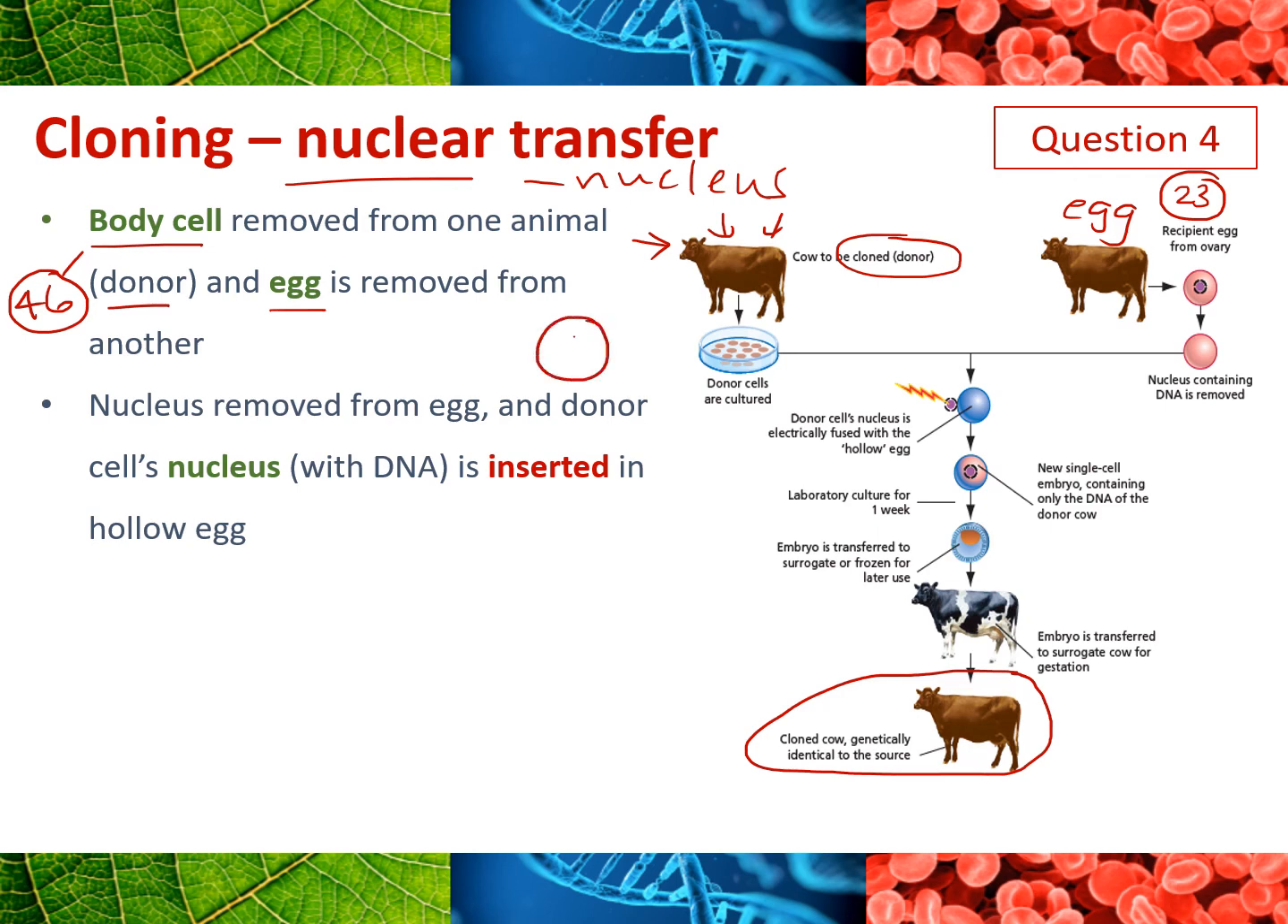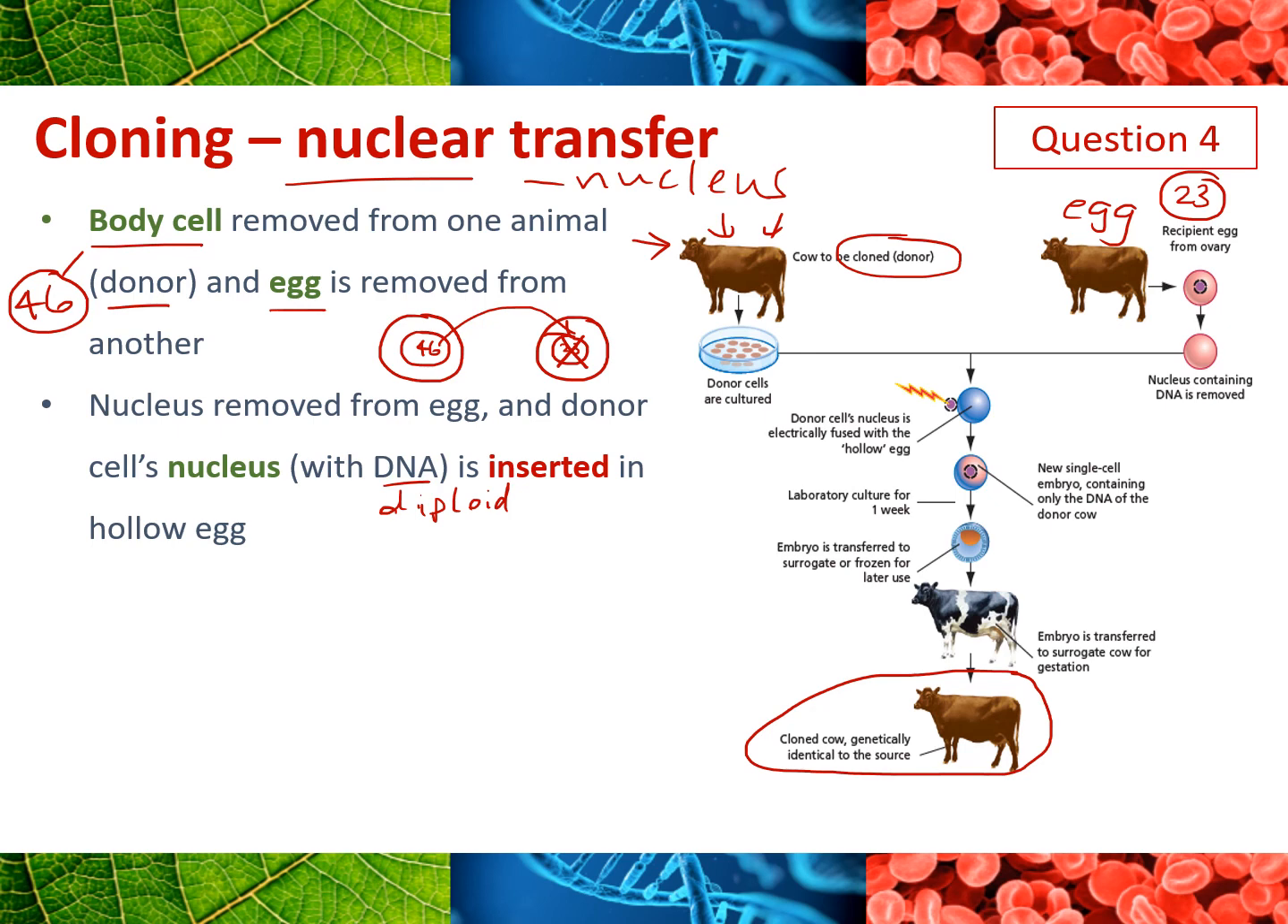So if this was the egg, and it's the nucleus here with 23 chromosomes in it, and then we've got our donor cell with 46 chromosomes, because that's a full cell, the nucleus from the egg gets taken out, because that's only half of an offspring. The donor nucleus is then inserted into that egg. So the donor nucleus with its diploid, or its pairs of chromosomes, is inserted into that hollow egg.